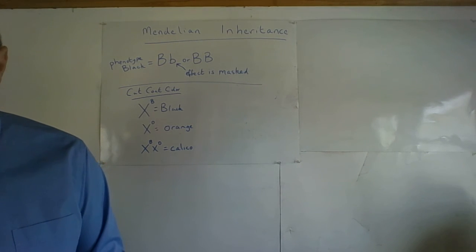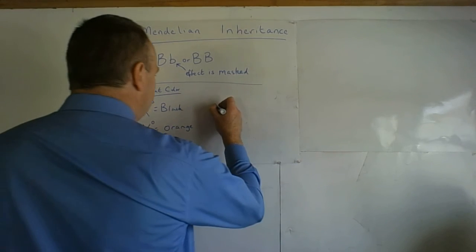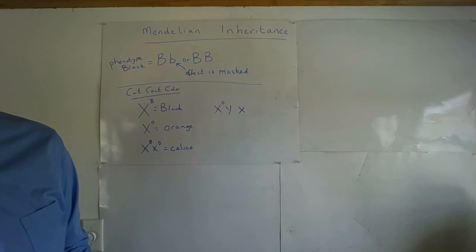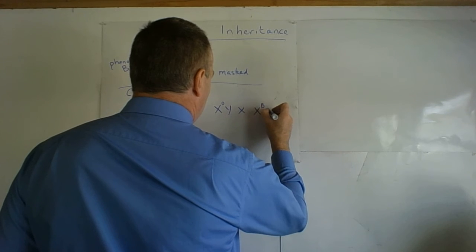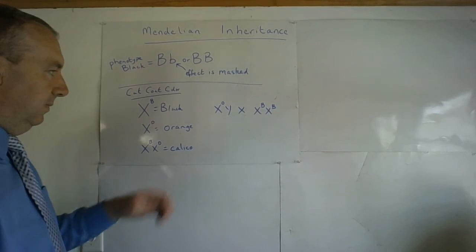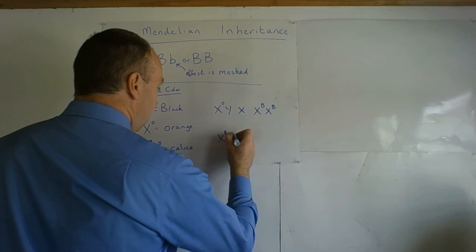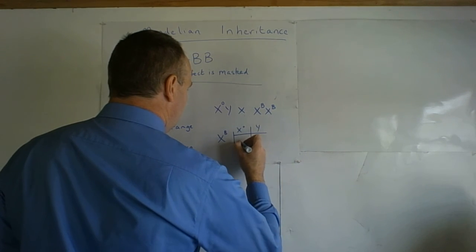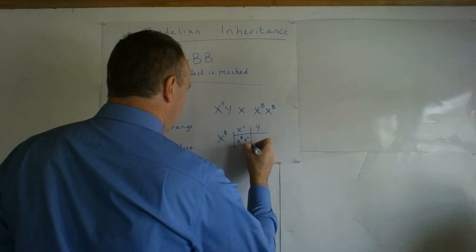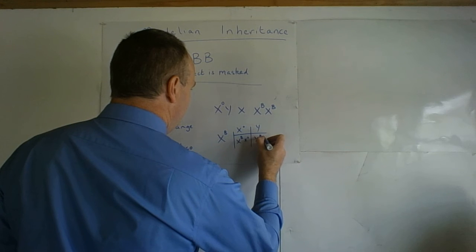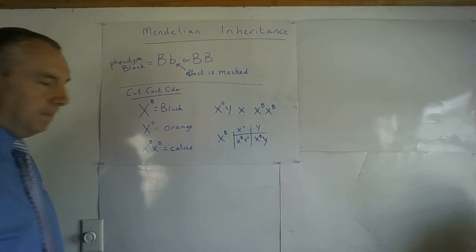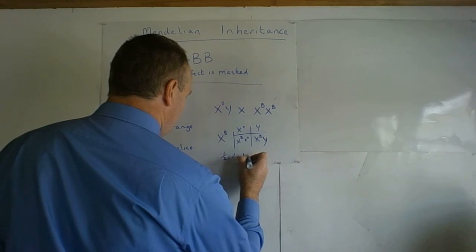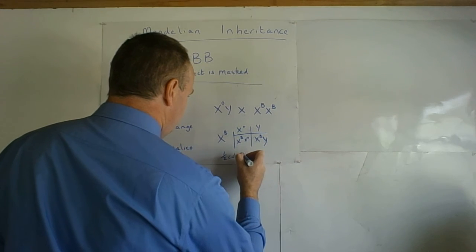And so we say, what if the orange male was to get with the calico, or a black female, black-furred female cat? Well, we do the things with the X^B down here, because that's all she's going to get, and we get BXO calico females, and what we end up with are 1/2 calico females, 1/2 black males.